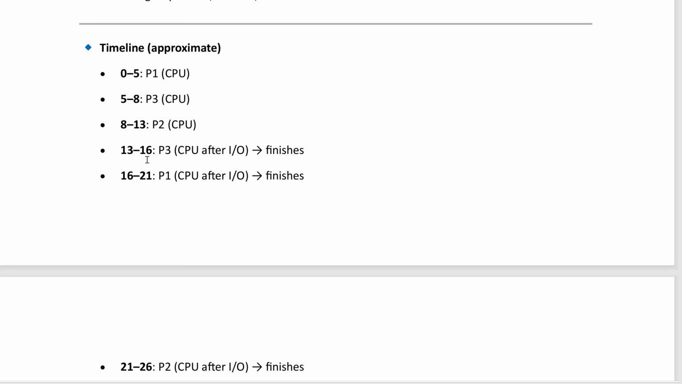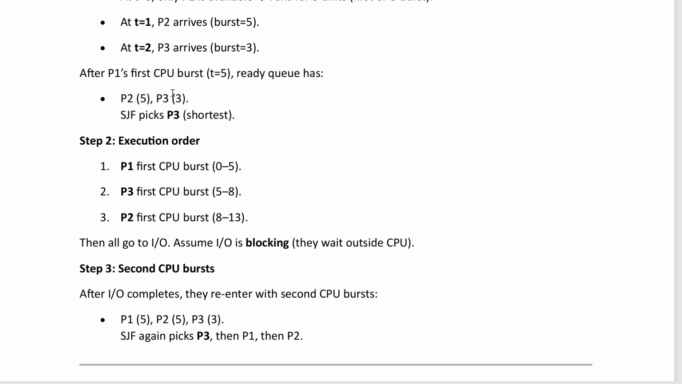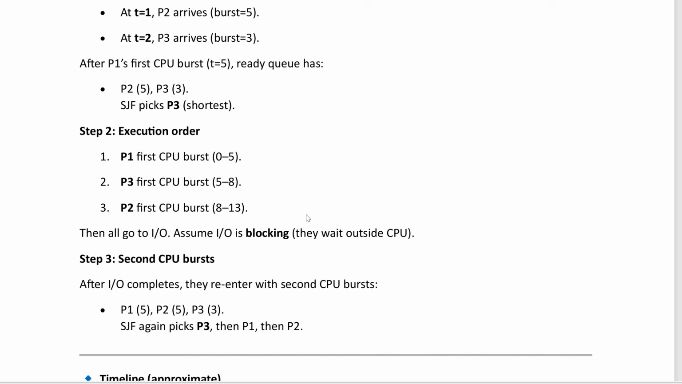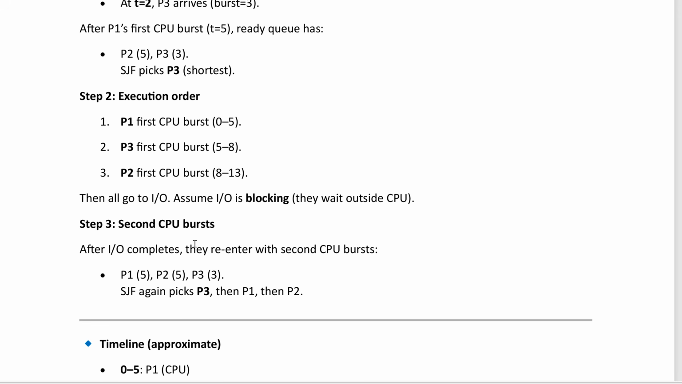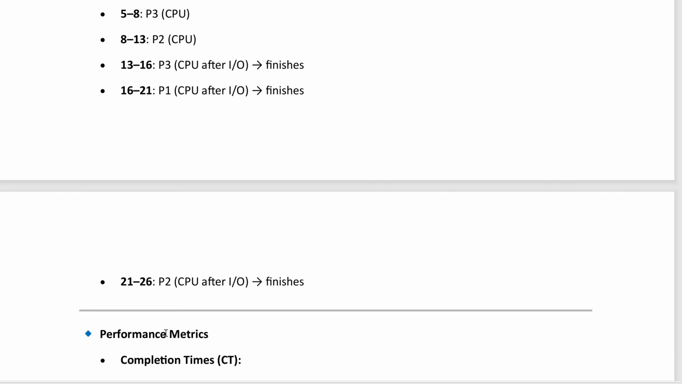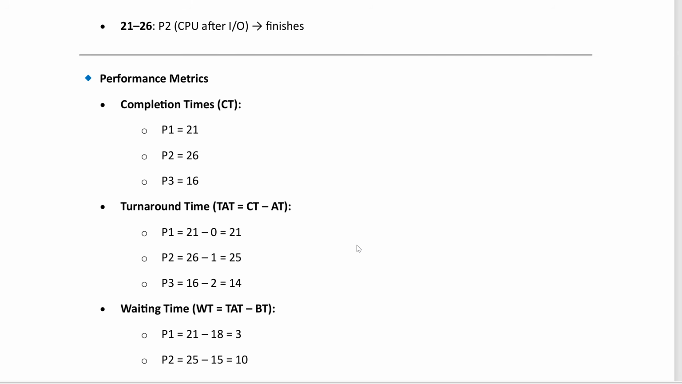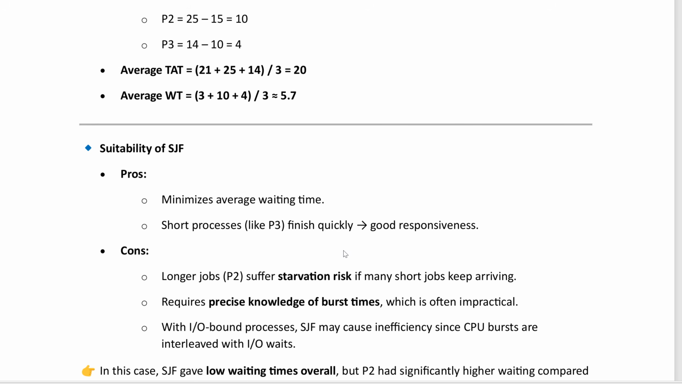So after P2, the burst time which is shortest out of these three is 5, 5, and 3. So P3, P1, P2. So we can now compute the performance metrics, that is completion time, turnaround time. All the formulas are known to us, right?